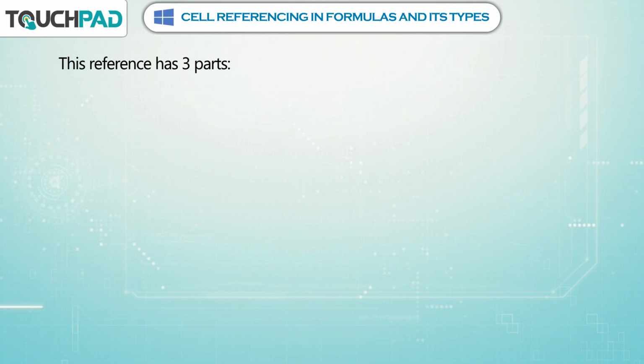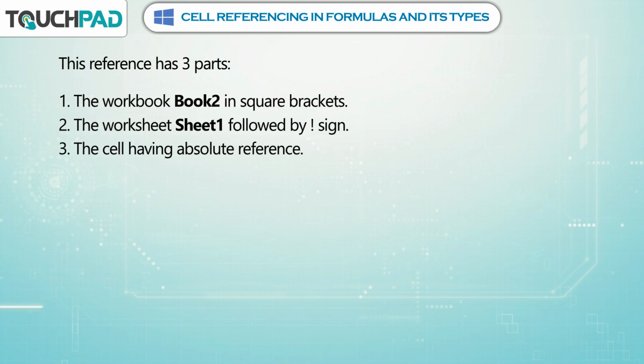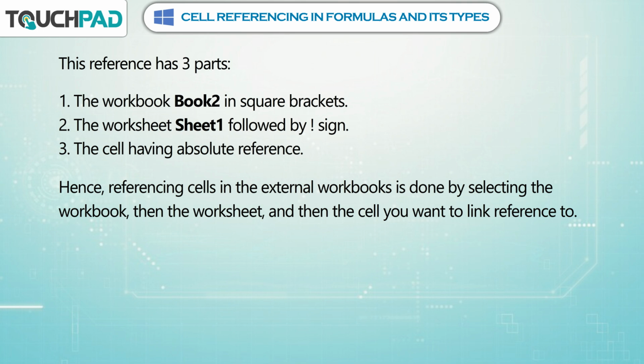This reference has three parts. 1. The workbook Book2 in square brackets. 2. The worksheet Sheet1 followed by an exclamation sign. 3. The cell having absolute reference. Hence, referencing cells in external workbooks is done by selecting the workbook, then the worksheet, and then the cell you want to link the reference to.